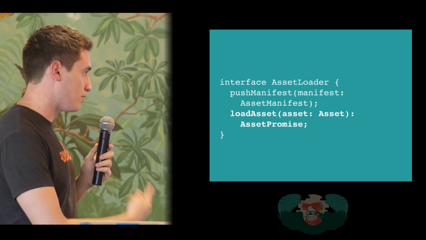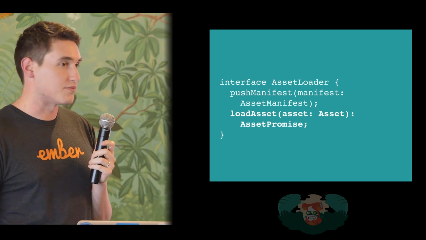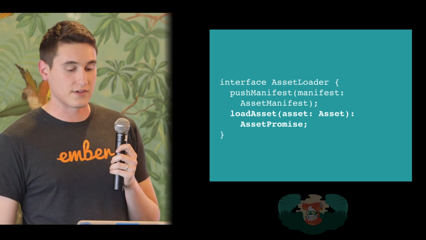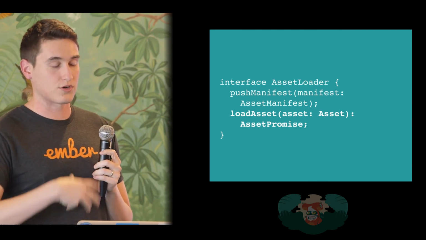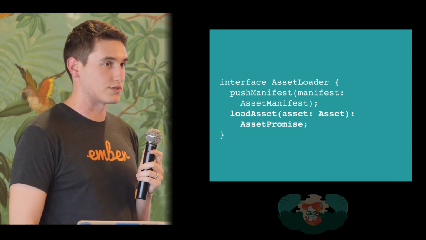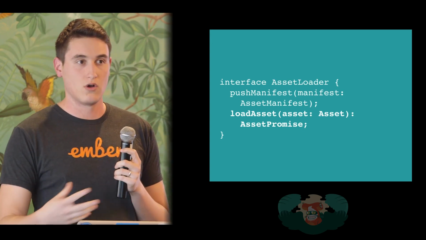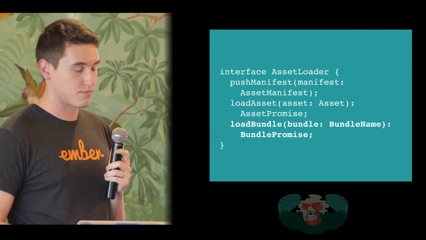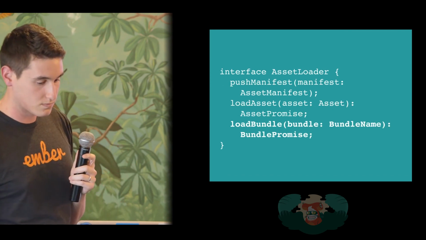So the second part is we have a loadAsset method. This takes in an asset as defined in the asset manifest RFC. And so this returns a promise that simply enough just either resolves when the asset is loaded or rejects when the asset fails to load. It's pretty straightforward.